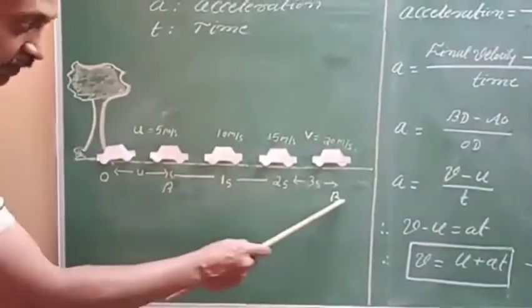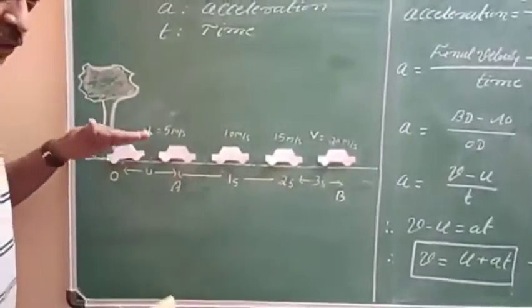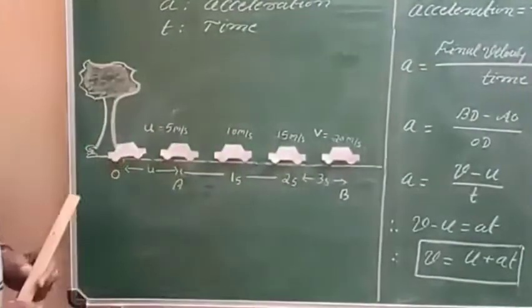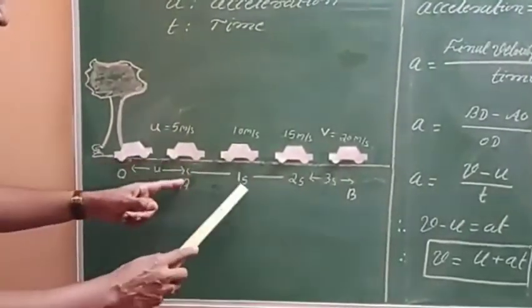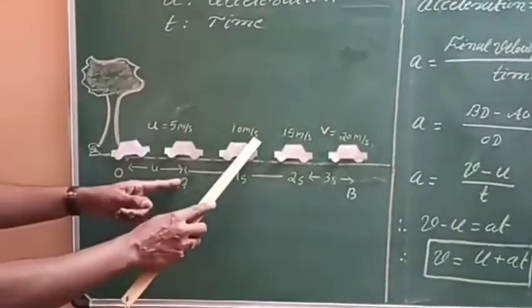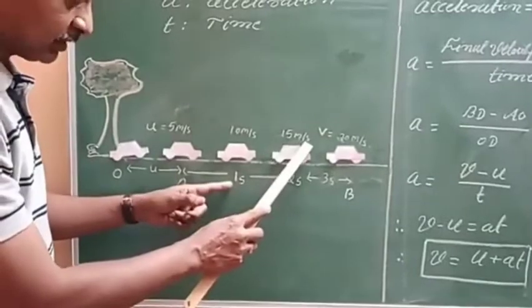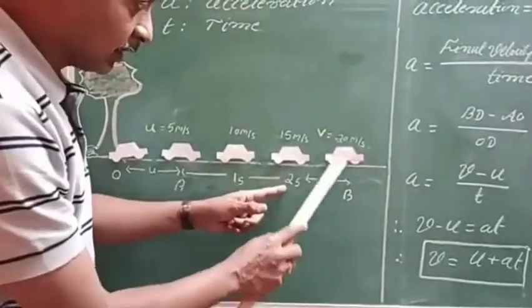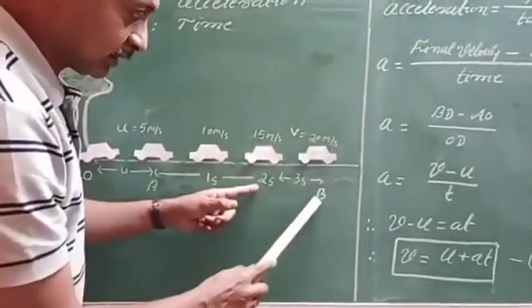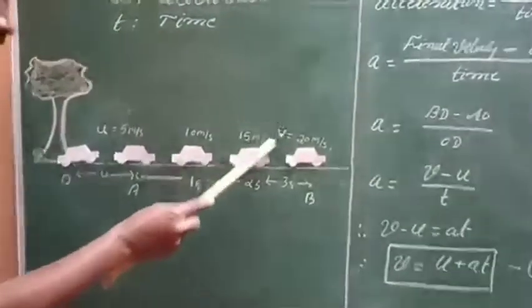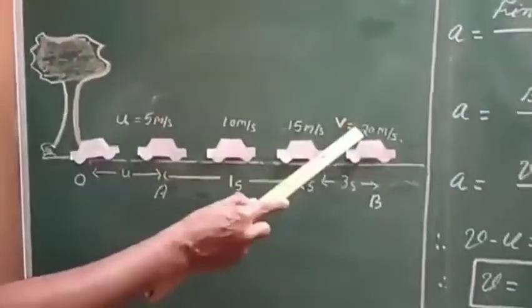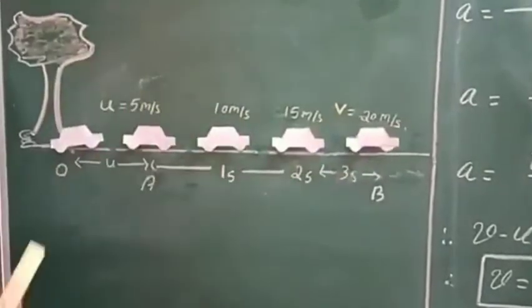From position A to B, there is a uniform acceleration. After 1 second, the car moves at 10 meters per second. After 2 seconds, it is 15 meters per second. Then at 3 seconds, it is 20 meters per second. Then it reaches the final velocity, let us call it V, which is 20 meters per second.